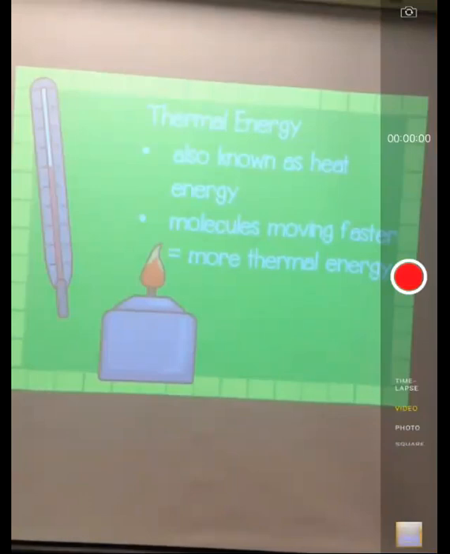Heat energy is how you cook your food on the stove, right? It's heat waves.